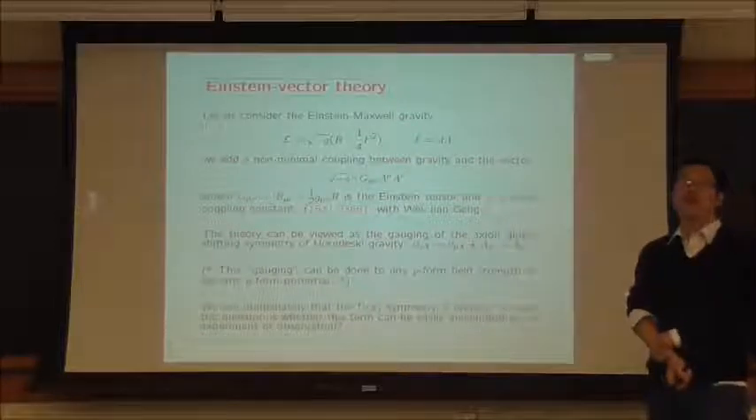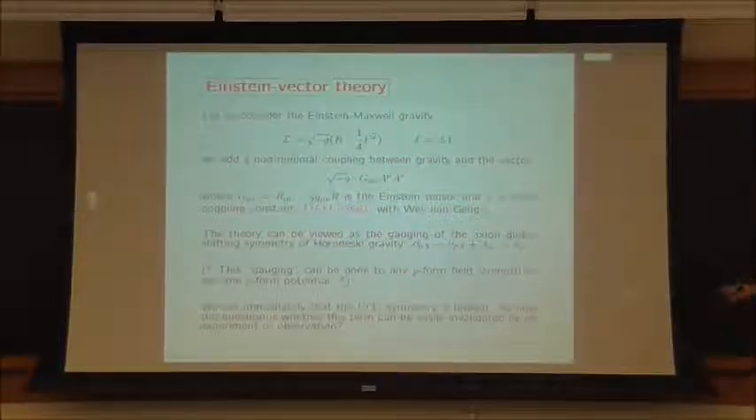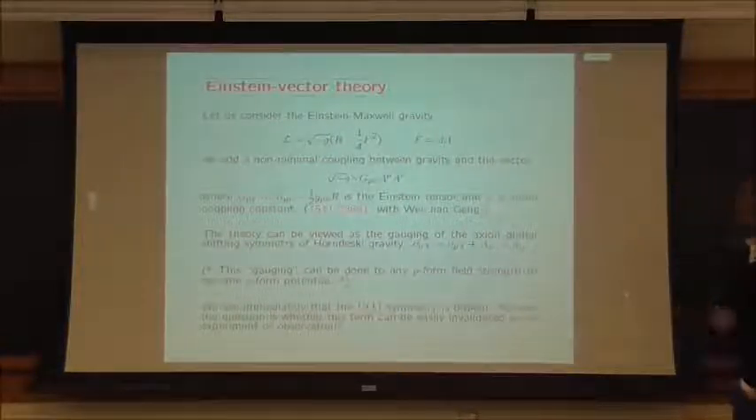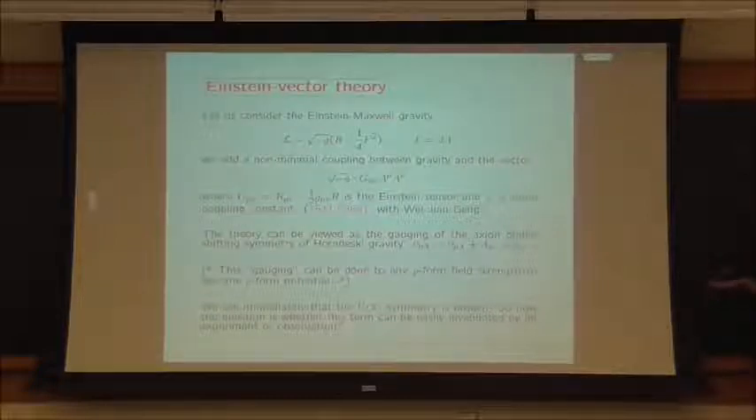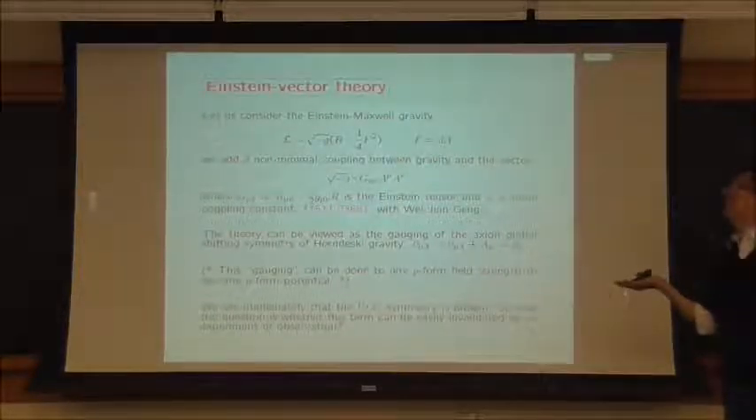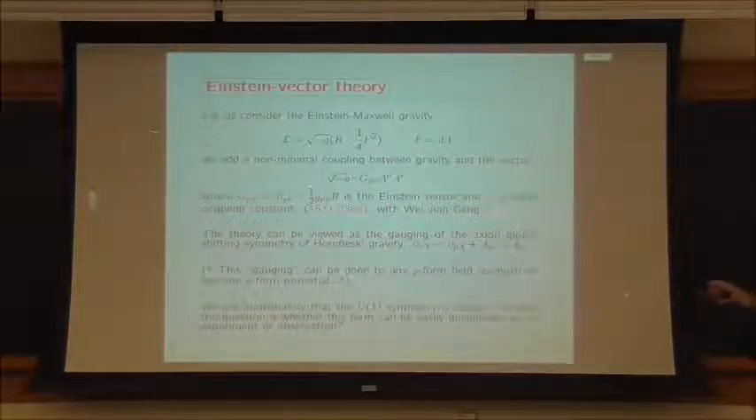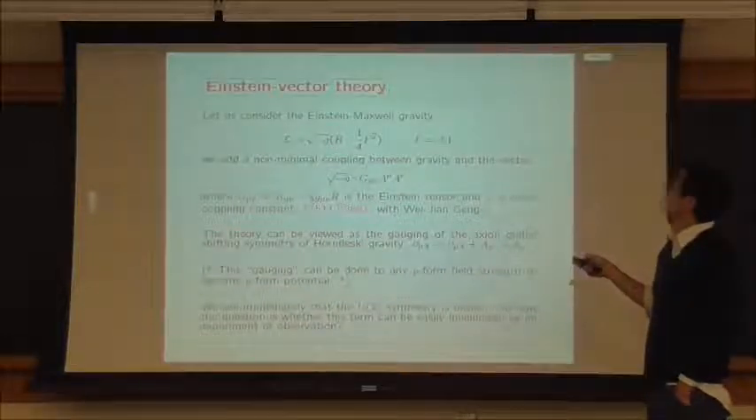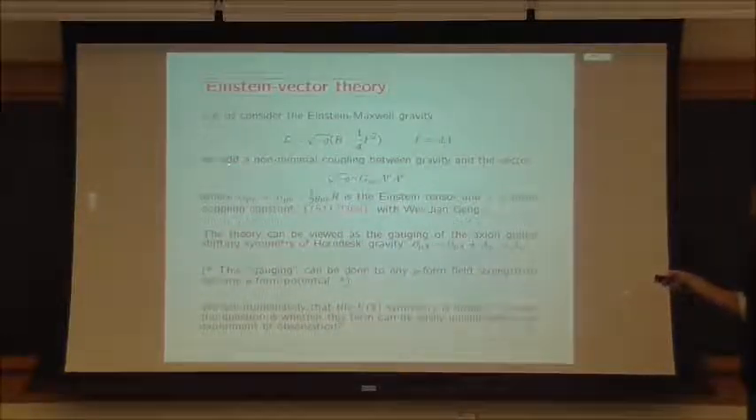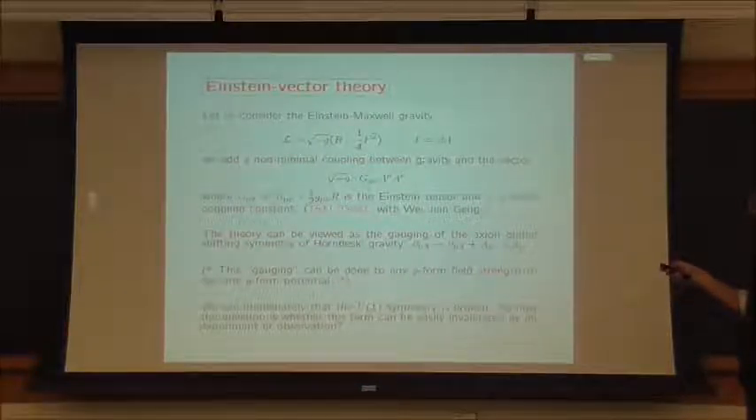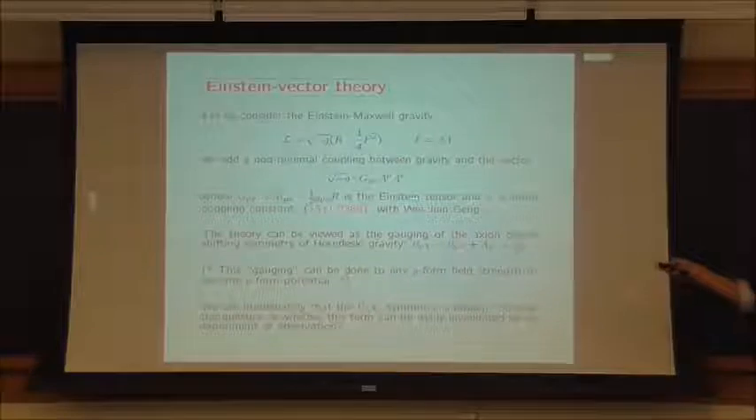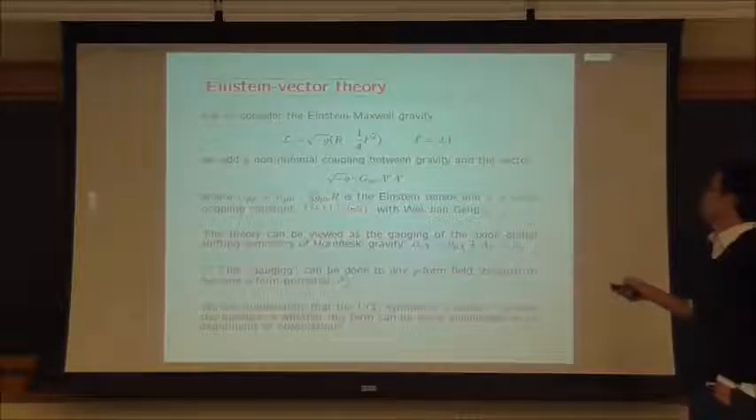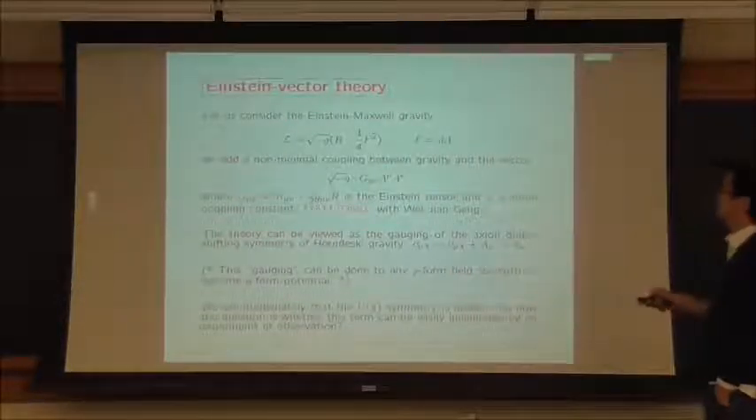Okay, so finally, a new subject which I'm going to concentrate on a bit more. Basically look at the Einstein-Maxwell theory, a non-minimally coupled vector potential coupled to gravity. So let us consider Einstein-Maxwell gravity, the standard Lagrangian. And now we add a non-minimal coupling between the gravity and the vector. So we add a term like this, G_{μν} A^μ A^ν, where G_{μν} is the Einstein tensor and gamma is some coupling constant.